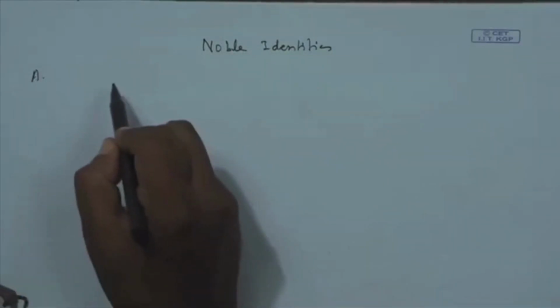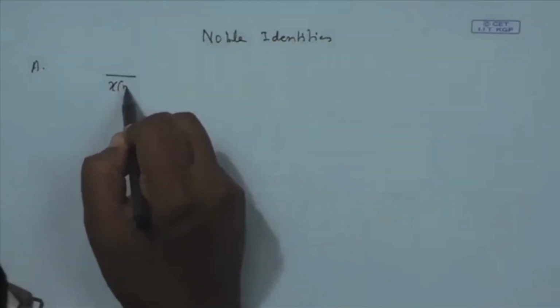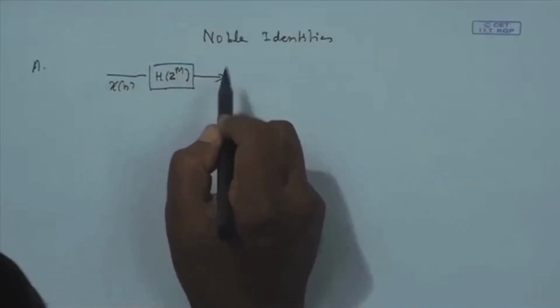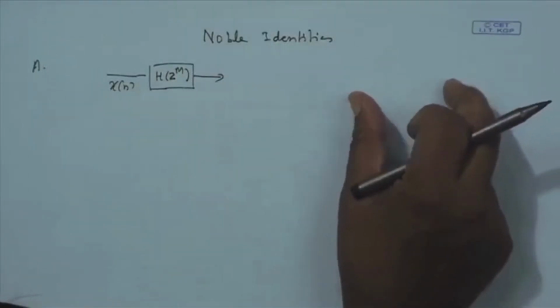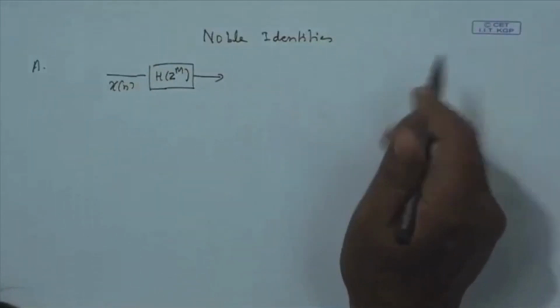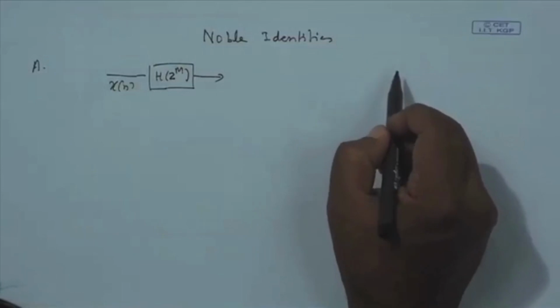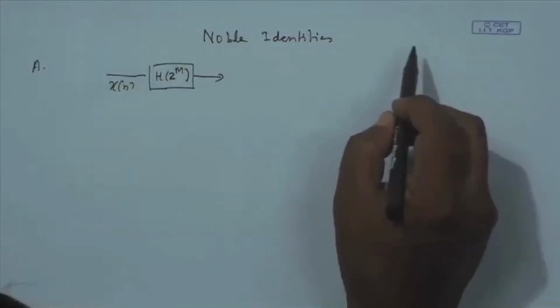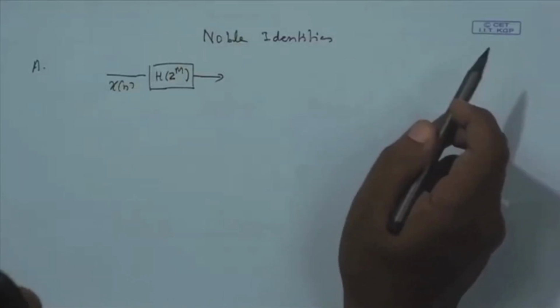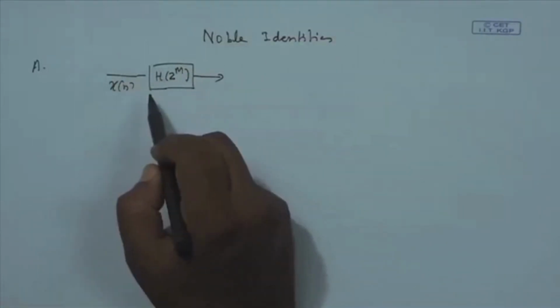A, suppose there is a sequence x n, it is passing through a filter which is not H z but H z to the power M, which means there is an original H z in time domain small h n that is expanded by M. So, the transfer function becomes H z to the power M. Expanded means between every pair of samples M minus 1 zeros were placed, M is greater than or equal to 2, that kind of filter.